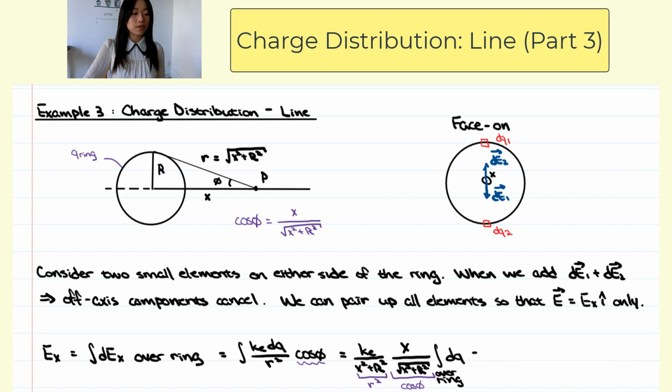So this equals Coulomb's constant times x divided by x squared plus radius squared to the power of 3 over 2, then times Q ring. And that is the net electric field since it only has the x component.